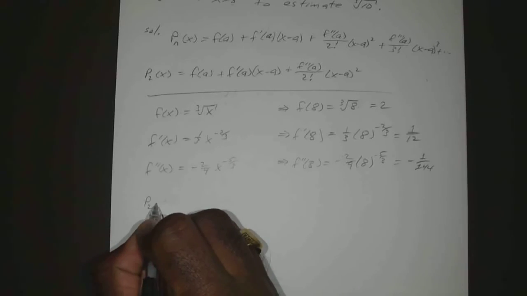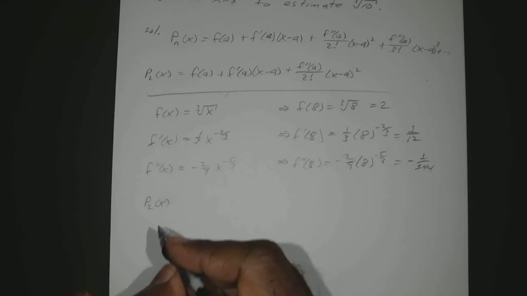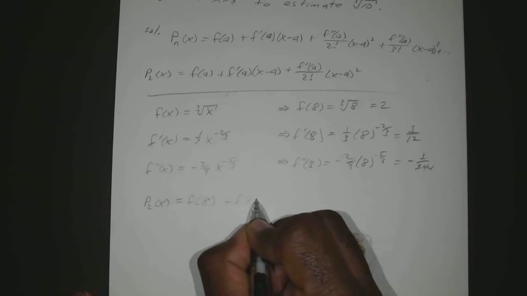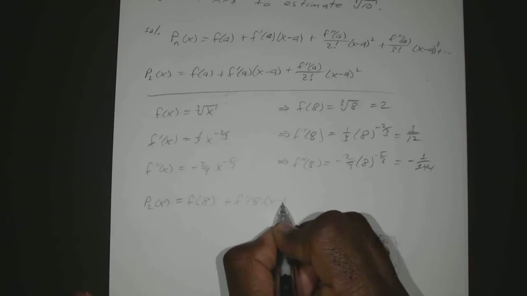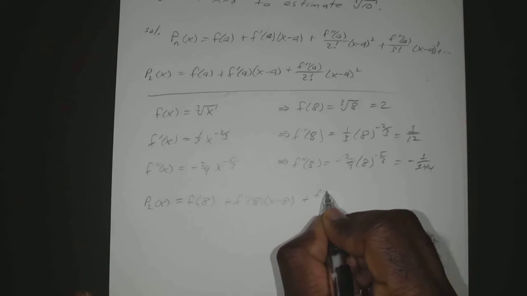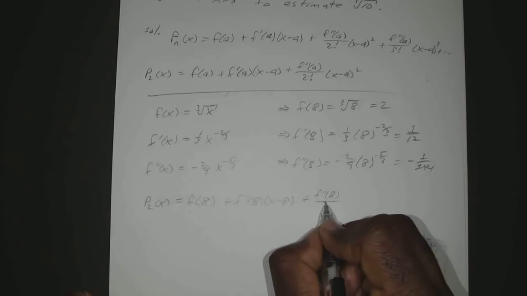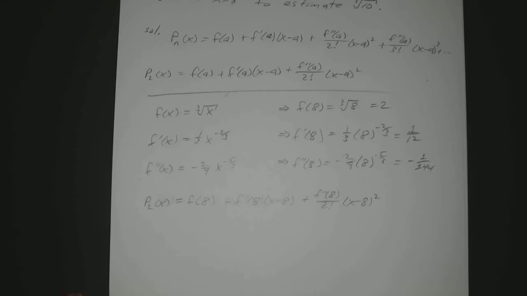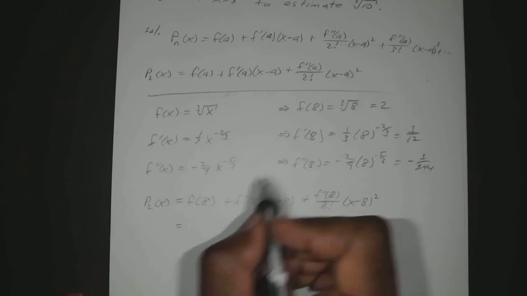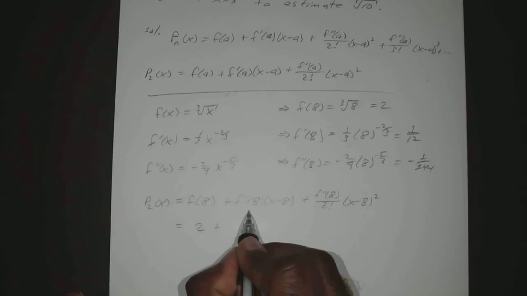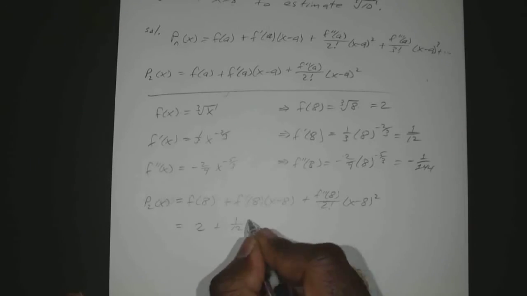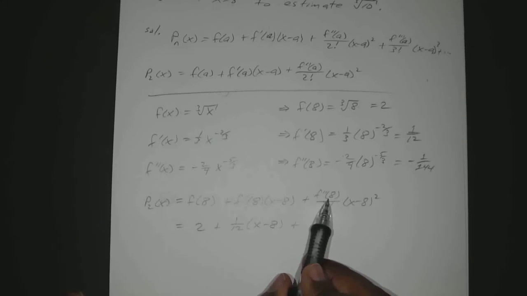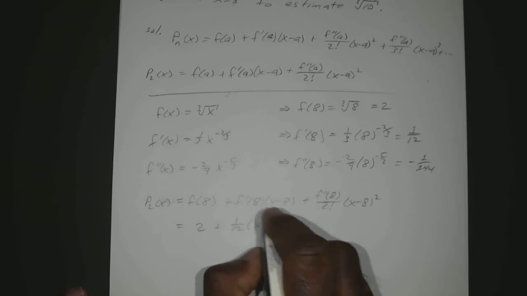Okay, so p sub 2 of x, which is f of 8 plus f prime of 8 times x minus 8 plus the second derivative at 8 over 2 factorial times x minus 8 squared. So that's equal to 2 plus f prime of 8, which is 1 over 12, times x minus 8 plus the, should be minus since it's negative 144.